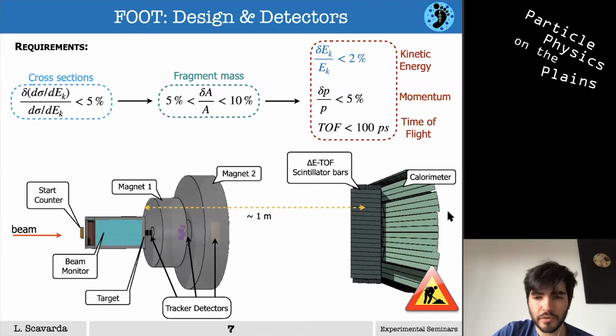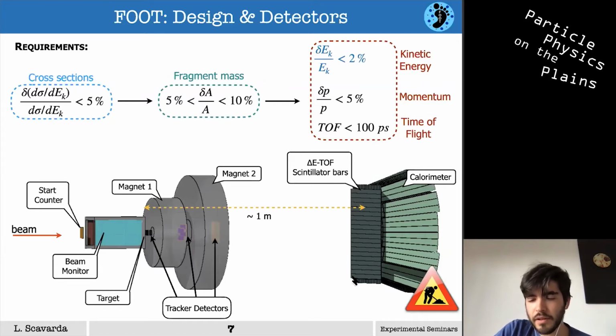We can go from left to right. We have the beam. Then we have the start counter. The start counter is basically a plastic scintillator, in order to give the trigger to the experiment, but also the start of the time of flight. Then we have the beam monitor, basically a drift chamber, just to monitor the position of the beam before the interaction point, because after this detector we have the target. After this, we have the magnetic spectrometer in order to measure the momentum of the particles, with three different tracker stations, so three different tracker detectors. We have pixel and microstrip detectors, and two magnets.